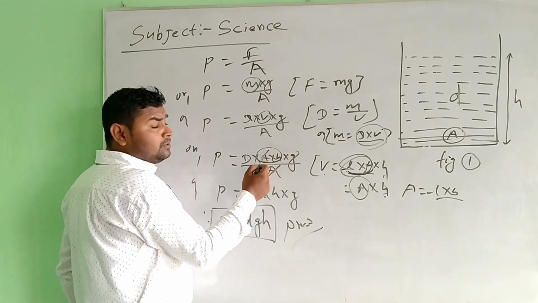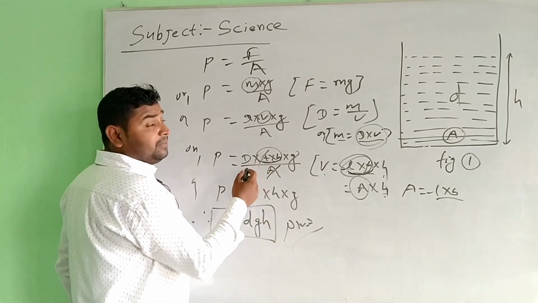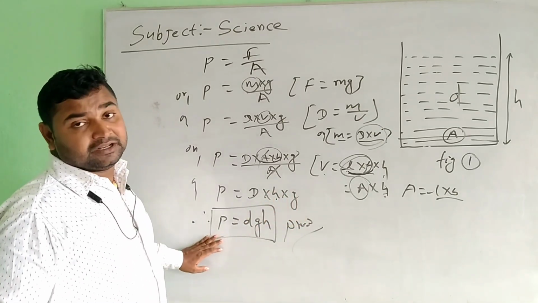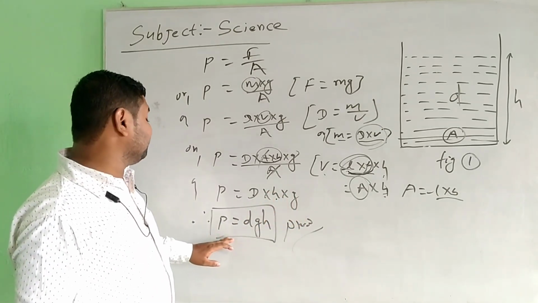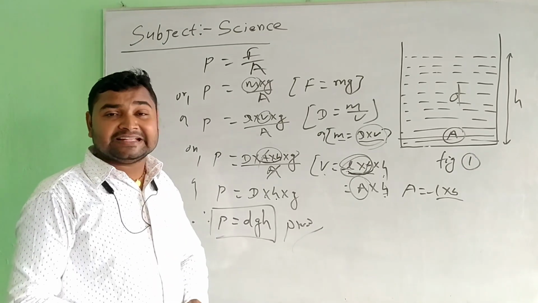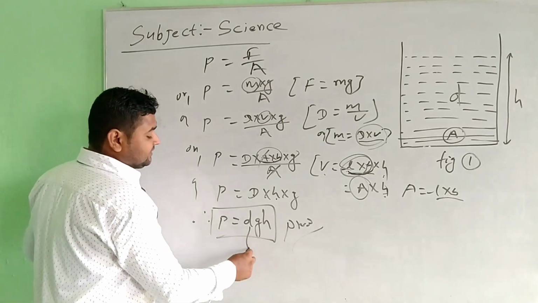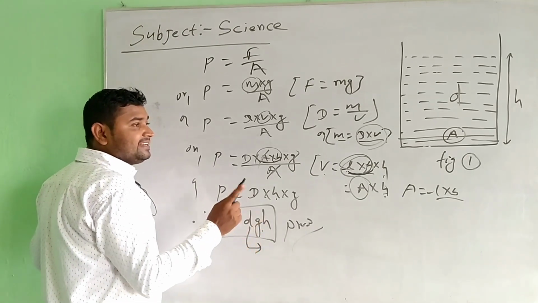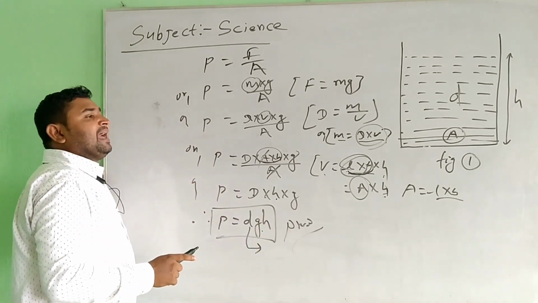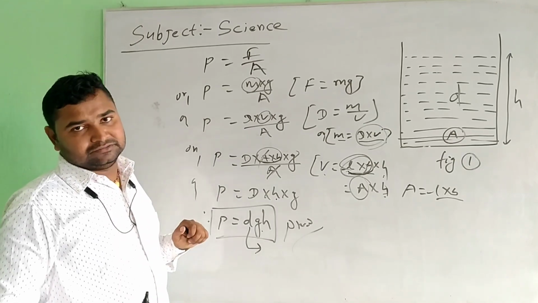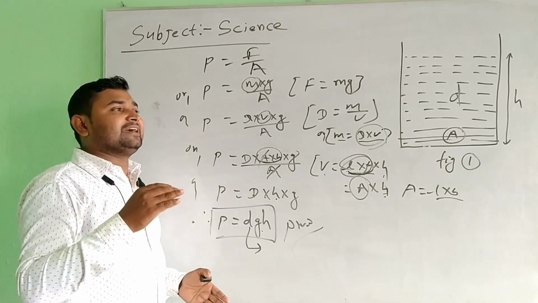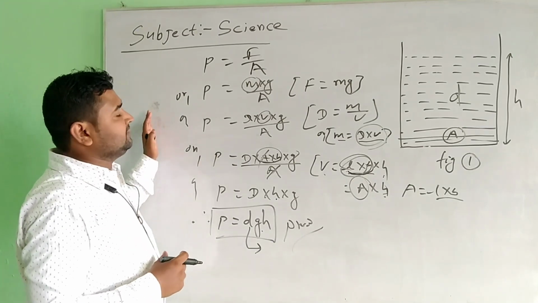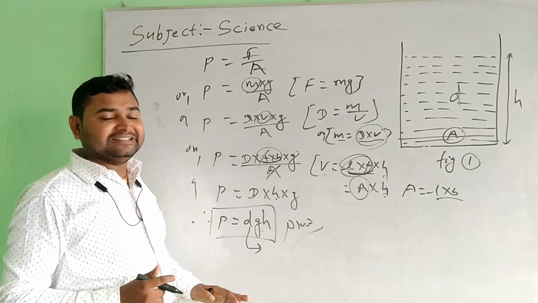Now when A and H are cancelled, what remains? D, H and G. It means the pressure of the liquid is P is equal to DGH, where D is the density of the liquid, G means acceleration due to gravity, and H means height of the liquid which is contained in the container. In this way, we can derive P is equal to DGH.